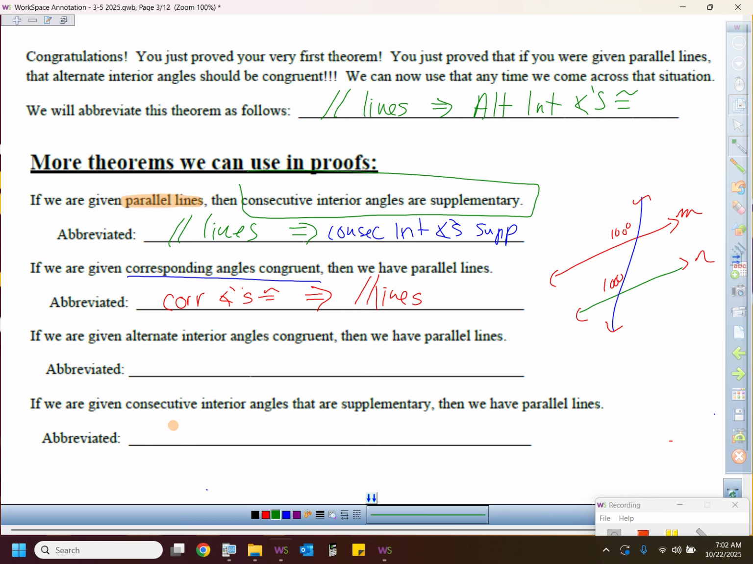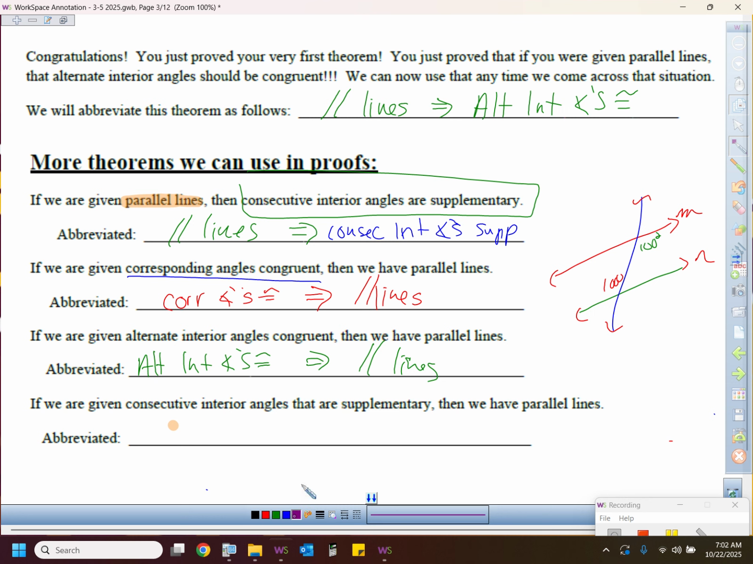If they gave me alternate interior angles congruent, that implies we had parallel lines. So in this picture right here, if we didn't know this angle right there, but we did know this one right here was 100 degrees, those are alternate interior angles, and they're congruent to each other. They have to be the same. That proves that line M is parallel to line N.